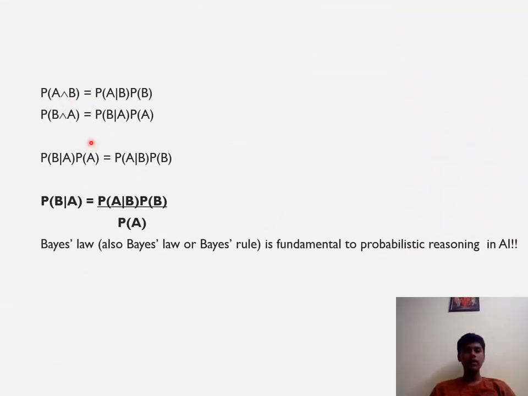Bayes law takes these conditions into account to give Bayes theorem: P(B | A) = P(A | B) P(B) / P(A), where P means probability. Bayes law, also called Bayes rule, is fundamental to probabilistic reasoning in AI.